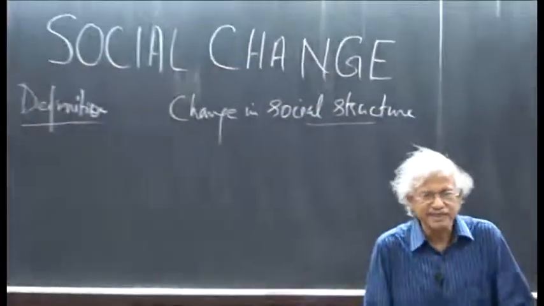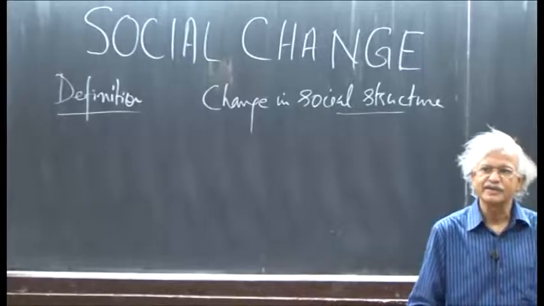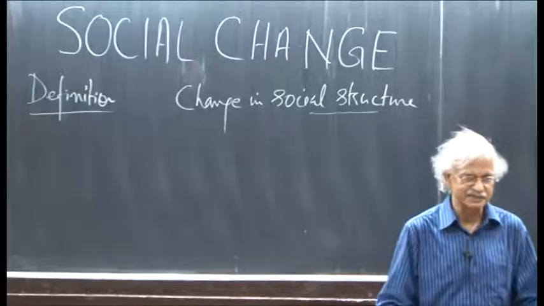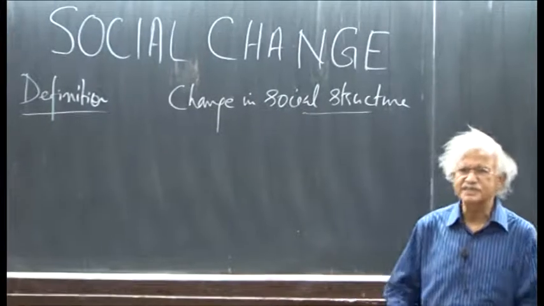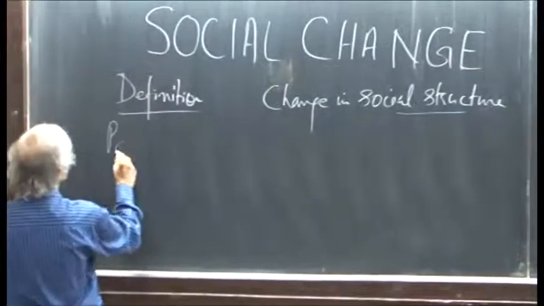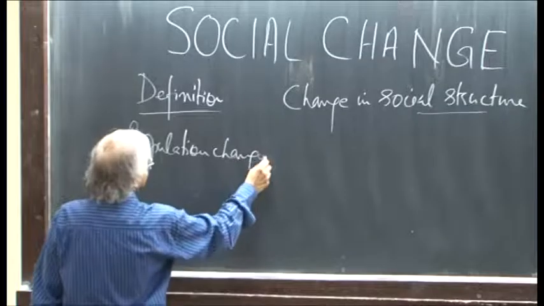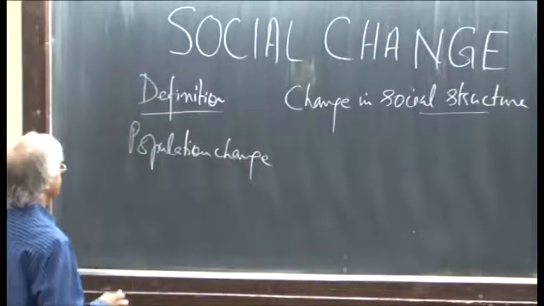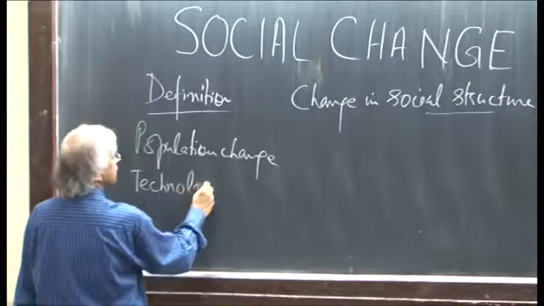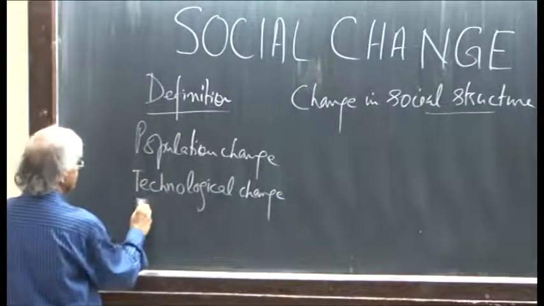Now, those sociology textbooks which follow this approach, that social change means change in structure, they do so for distinguishing social change from other types of changes. There are many types of changes taking place in society. For example, population change, size of population. For example, technical change or technological change, or economic development, economic change.